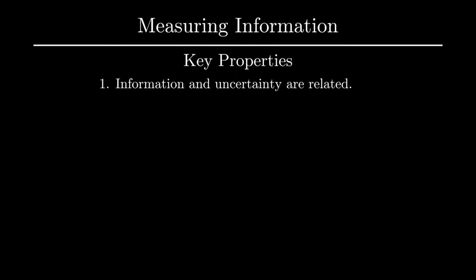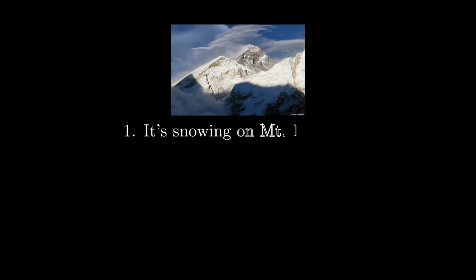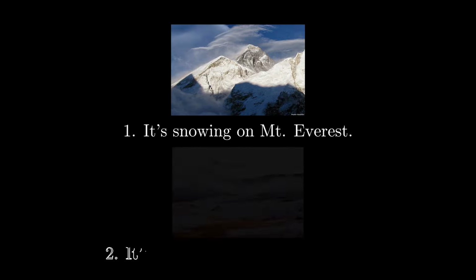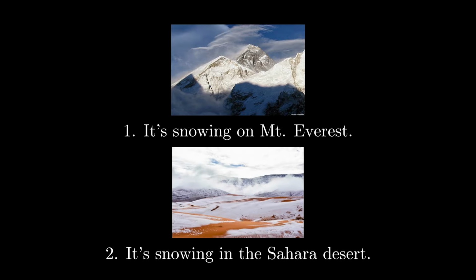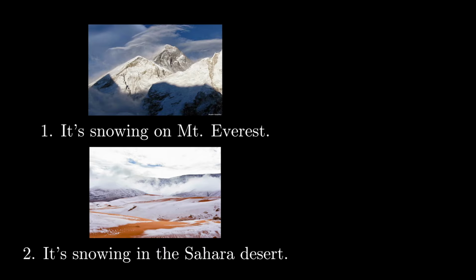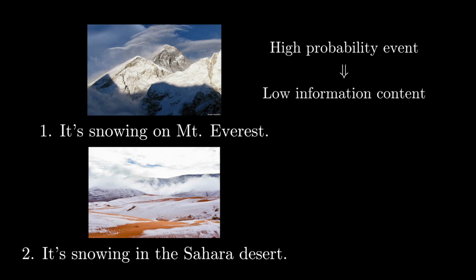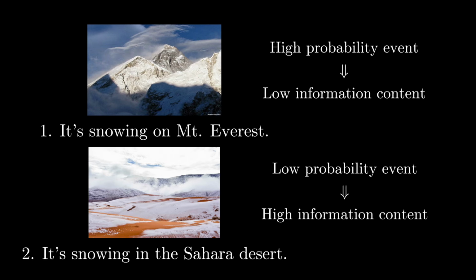For example, suppose I gave you the following two statements. It's snowing on Mount Everest, and it's snowing in the Sahara Desert. Which one provides more information? I think we can agree that number 2 is the expected answer here. Finding out it's snowing in the Sahara Desert is way more surprising than finding out it's snowing on Mount Everest, and that in a sense should give us more information.